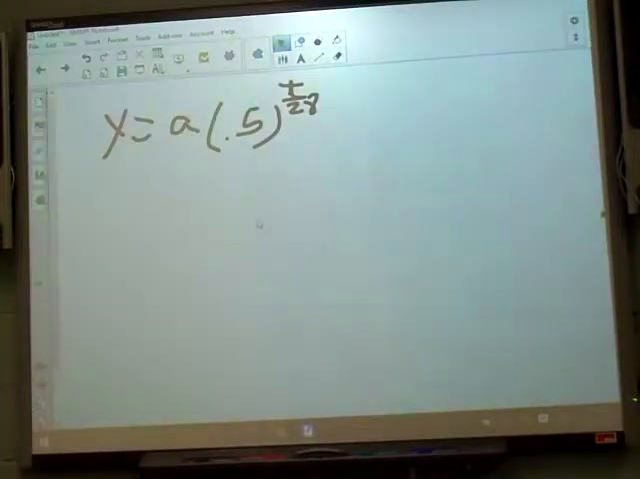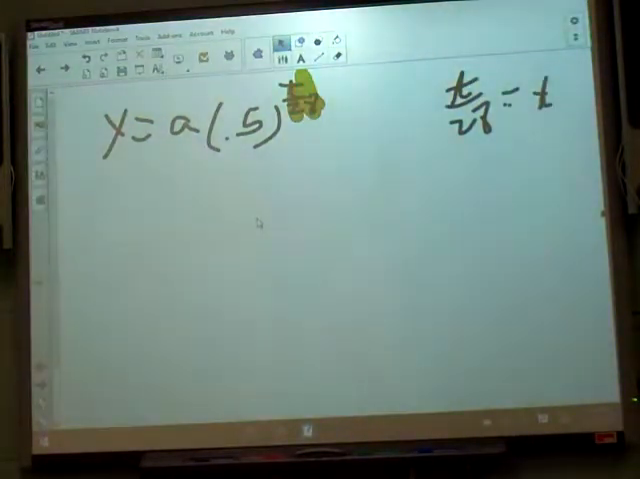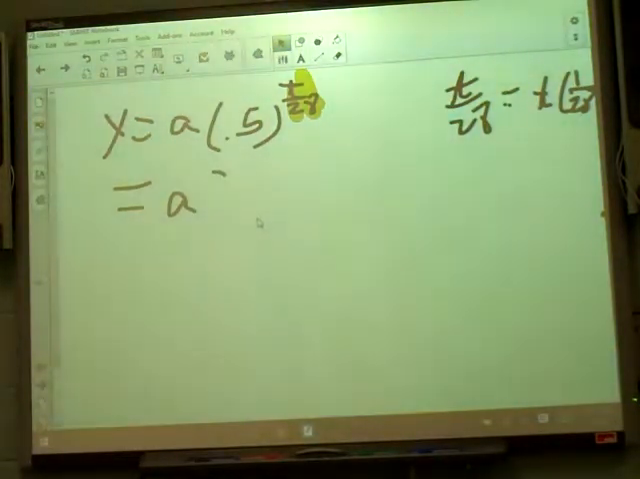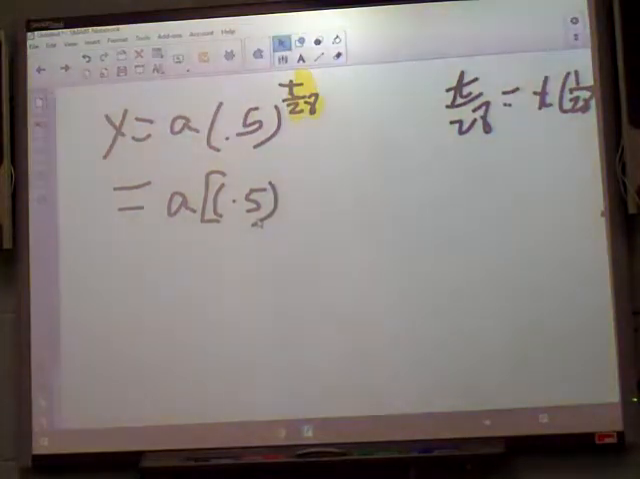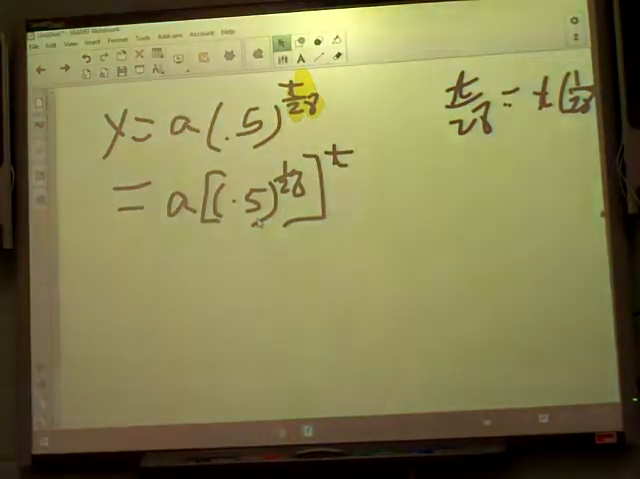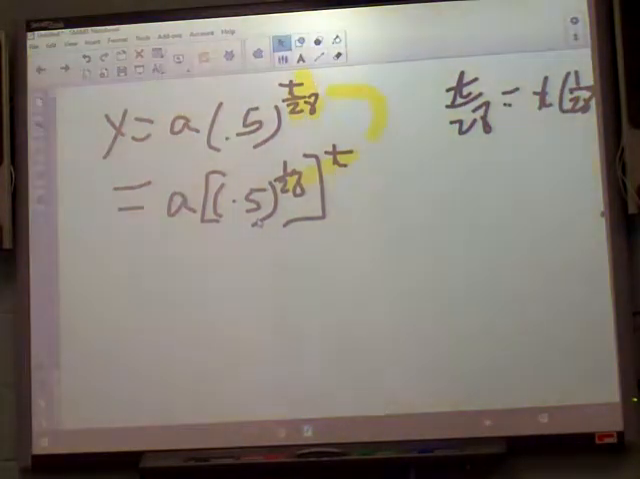So basically all you're doing on this is rewriting an exponential function. There's our original function. My first dilemma when rewriting one of these is that power, t over 28. That's the same as t times 1/28, isn't it? So we're going to use that in our first step. This is equal to a times 0.5 to the 1 over 28, and then all to the t. We want that t to come outside because we don't know what the t is, so I can't simplify anything with it. But that's the same, because 1/28 times t is t over 28.